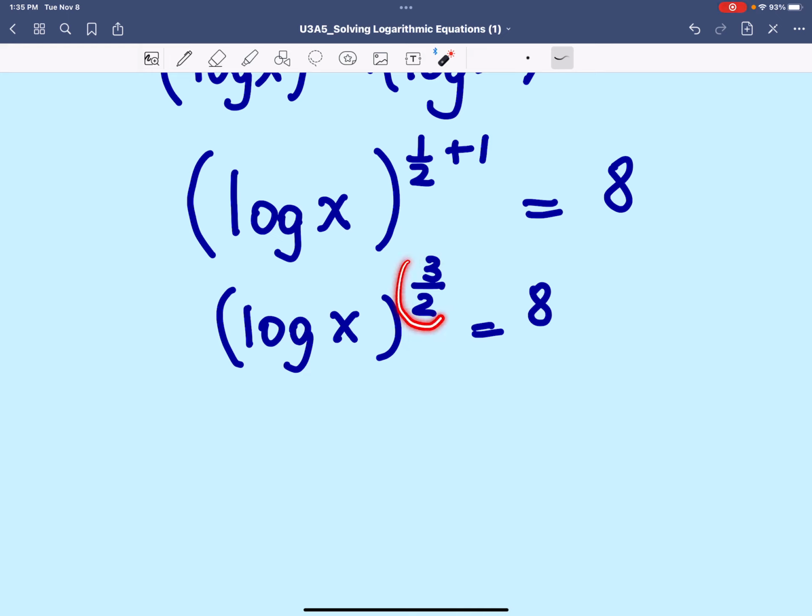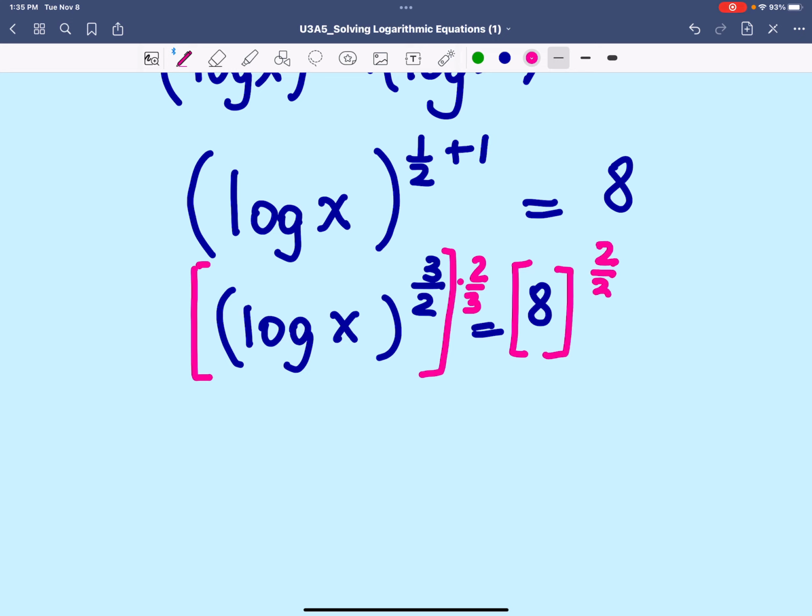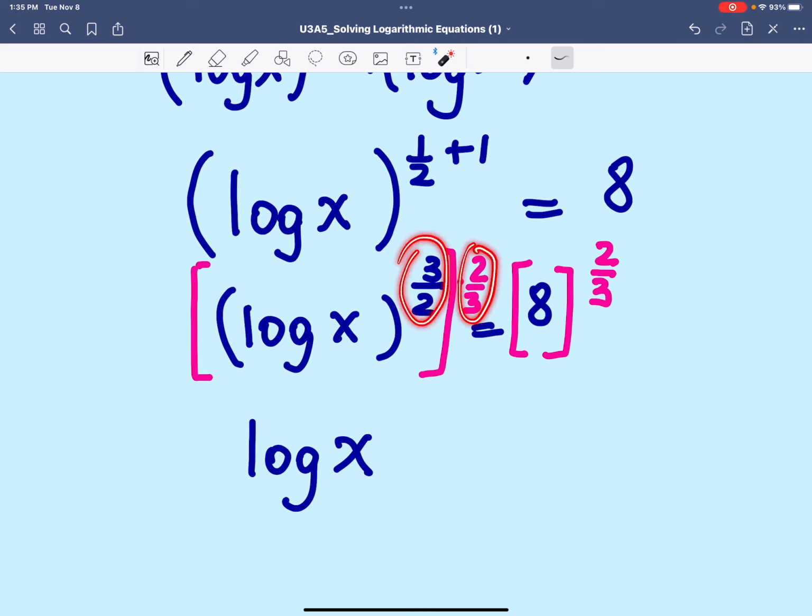So we want this exponent to be 1, right? So how can you make this exponent 1? Well, only if you multiply it by 2 over 3. So what can help us multiply by 2 over 3? Well, bring the whole term, the entire term, to the power of 2 over 3. And when you do this to the left side, you have to do it to the right side of the equation. So now look at this. We have log of x on one side, power 3 over 2 times 2 over 3. That will multiply to 1. And the other side is 8 to the power of 2 over 3.